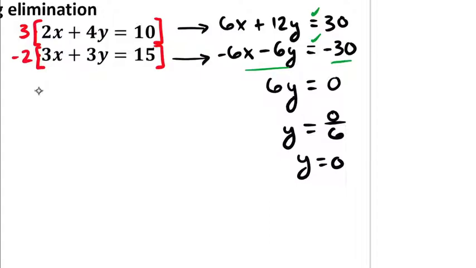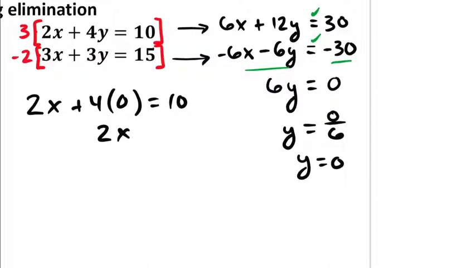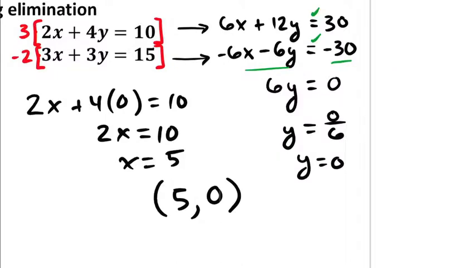Taking the top equation, 2x plus 4 times y equals 10, and replacing y with 0, this equation becomes 2x is 10. Therefore, x is 5. The exact same thing happens if I use the second equation as well. So my solution should be the point where x is the number 5 and y is the number 0.